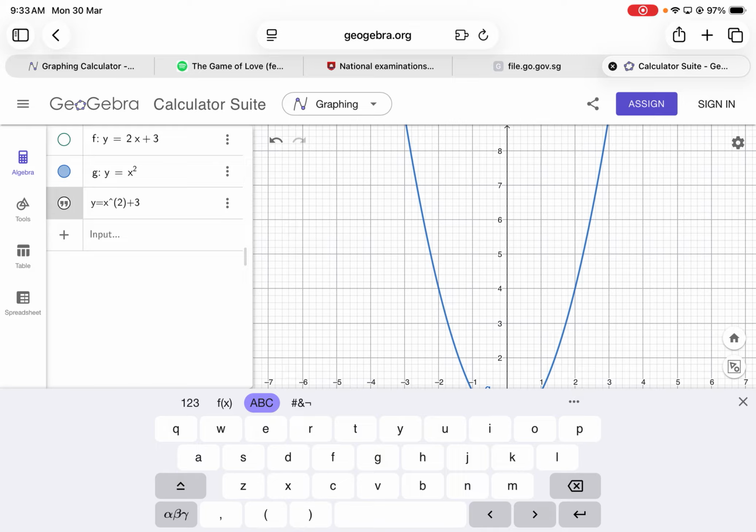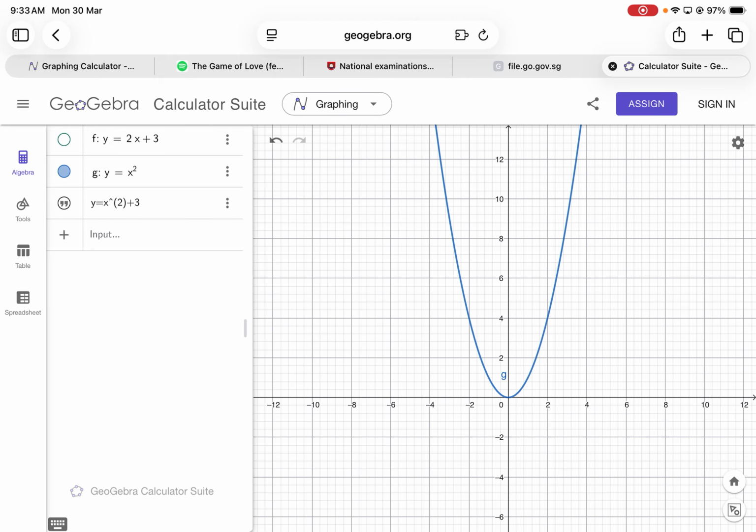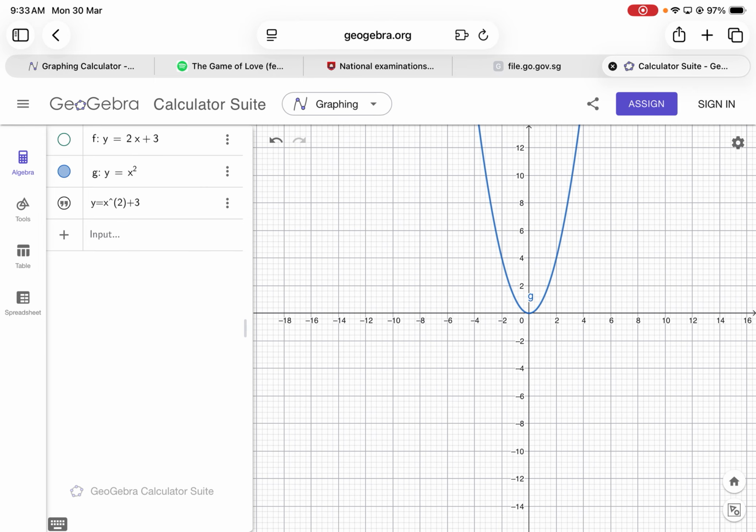Or you can go and put in different numbers. Minus, plus, minus. Go and play around with the different a, b, and c. Then you can see how all the graphs look like. You can pinch to zoom in, zoom out, all these. Okay, play around with your GeoGebra a bit.